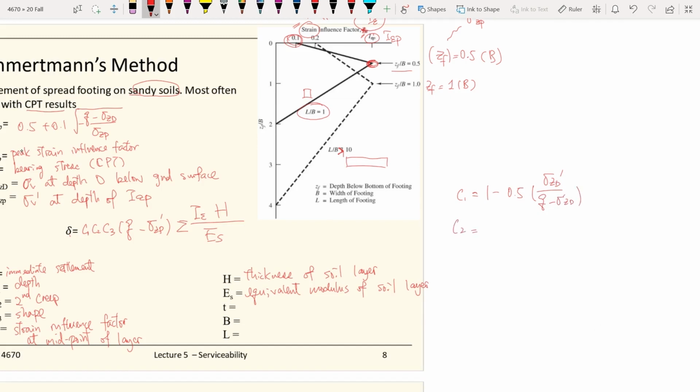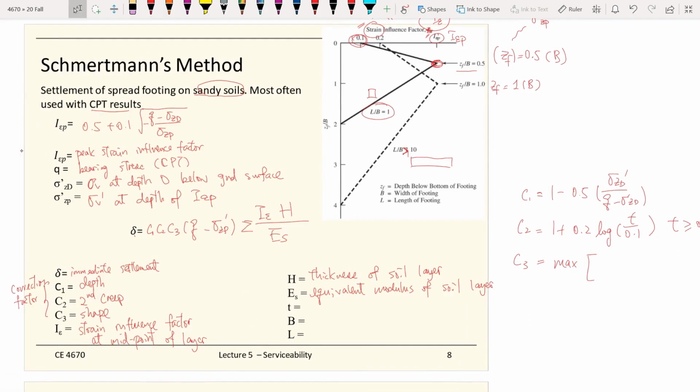And the C2 will be this formula. So C2 is trying to take account of the time effect, which is quite powerful. So it's the time greater than 0.1. And C3 will be the maximum between the three. So seeing this method can handle creep problems.